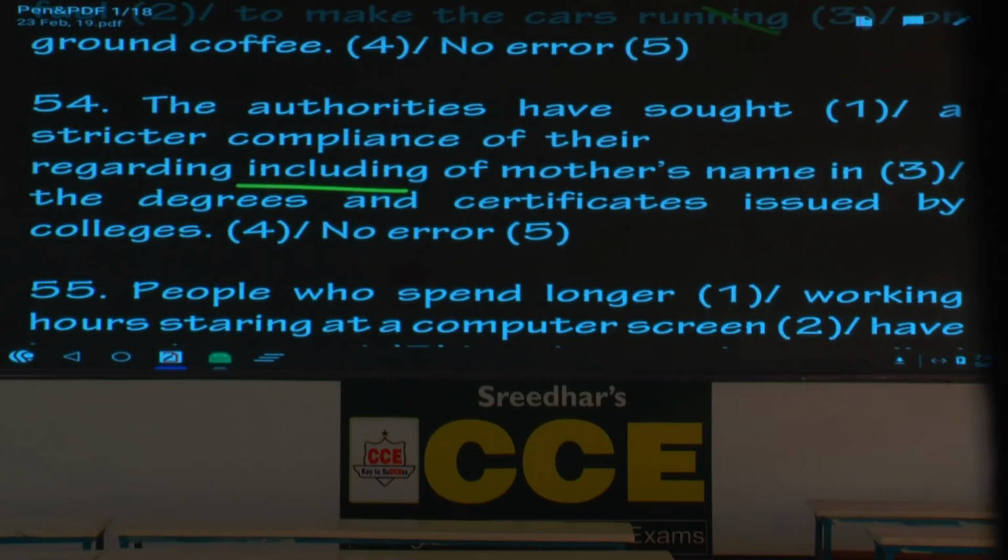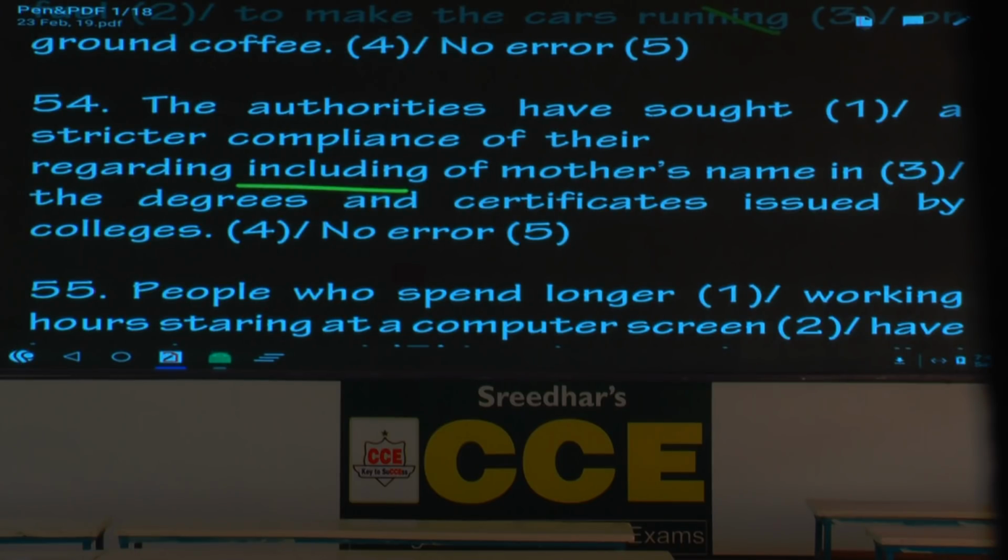Do you feel that is wrong? Why do you think so? Compliance. You feel the word compliance is not correct? Stricter. No, what is wrong with that? Stricter. You mean to say why? We don't know the context here. We don't know the exact context. Now, sometimes what happens, that's a very good doubt.